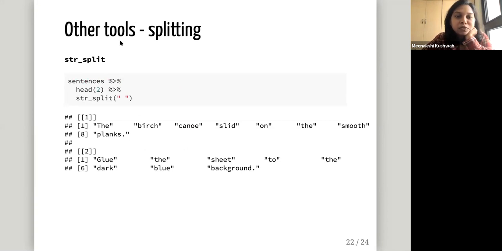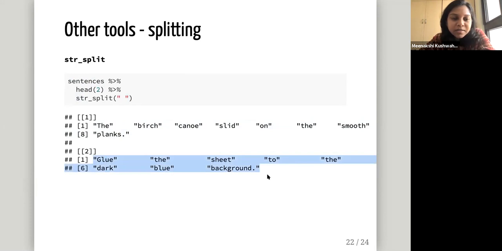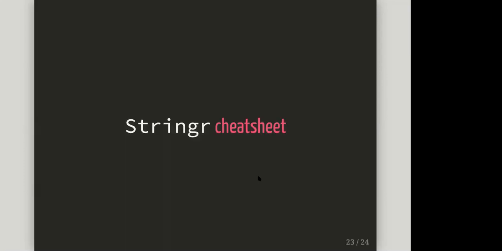Okay, we can also split strings. So using str_split, in our sentences data set, here we are just extracting the first two sentences and using str_split, and we want them within quotes. So what it's doing is splitting the sentences into words and then using quotes around each of the words. So this is the first sentence and this is the second sentence split into each word. Okay, that's it.